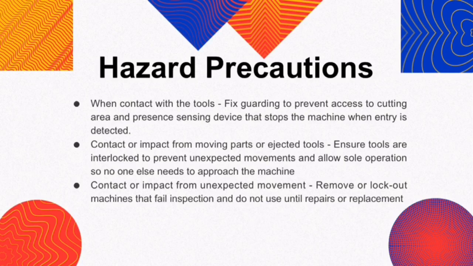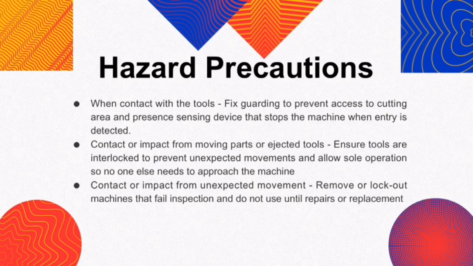The next is about hazard precaution. Firstly, the hazard is contact with the tools. It can cause stress injury and crush injury. For the precautions, we can fix guarding to prevent access to the cutting area and present a sensing device that stops the machine when entry is detected.